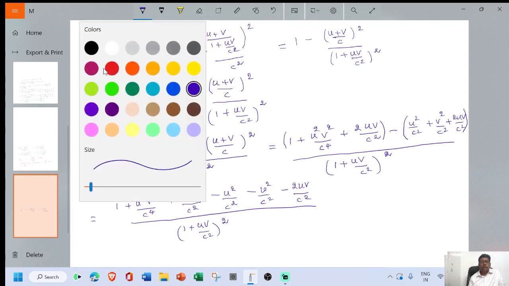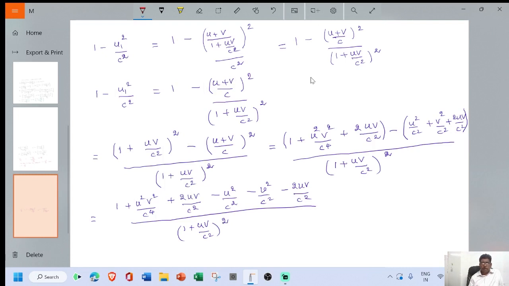Here this is in positive sign, this is in negative sign, cancelled out, so that this is equal to 1 plus u square v square by c power 4 minus u square by c square minus v square by c square, whole divided by 1 plus uv by c square whole square.